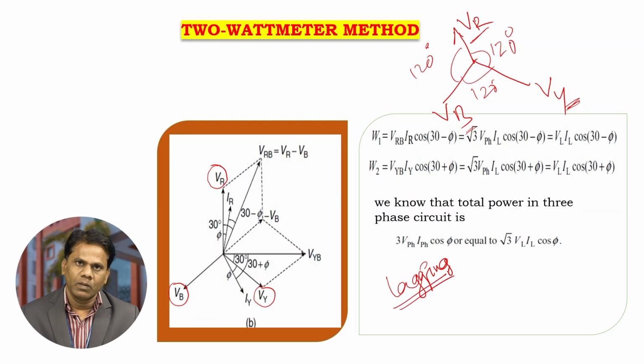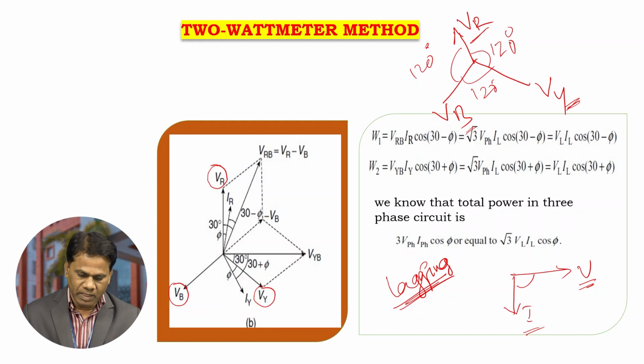That is inductive load. For inductive load, if you are taking the voltage as a reference, the current is lagging with respect to the voltage. So if you are considering voltage as a reference, current is lagging with respect to the voltage for inductive load or lagging power factor load. So here this phasor diagram I am considering is for a lagging power factor load, in particular inductive loads.